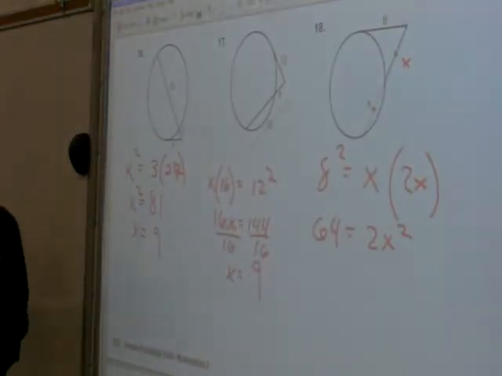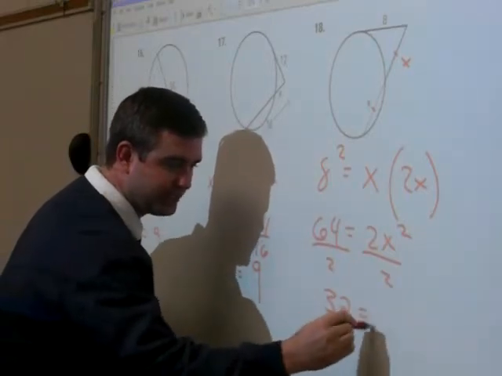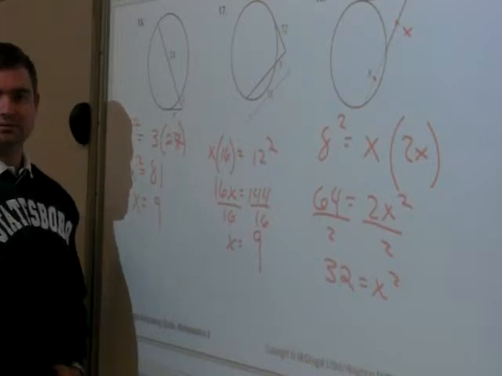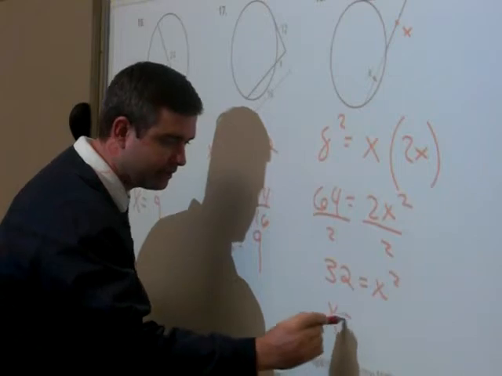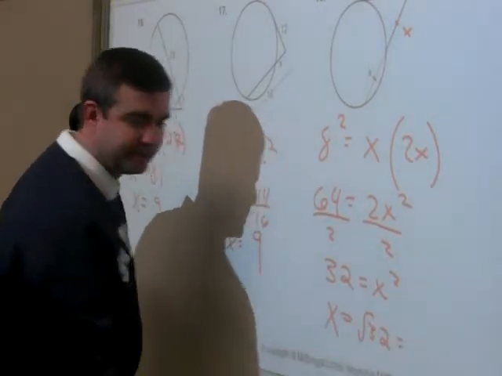Now what? Divide both sides by 2. Get rid of the 2. 32 equals x squared. Then what would you do? Square root both sides and round like money. I mean, we could simplify, but most of the time in here we just round like money. So x would equal the square root of 32 rounded like money.